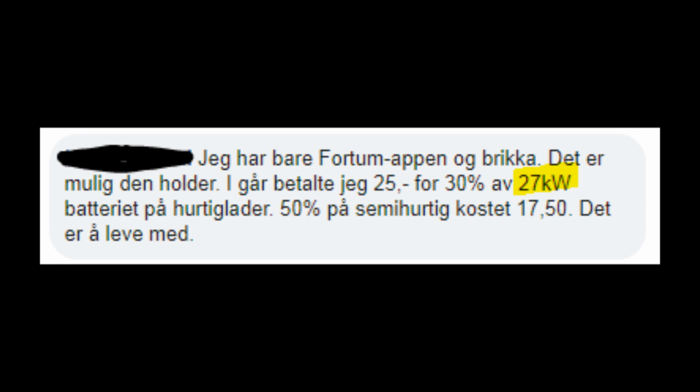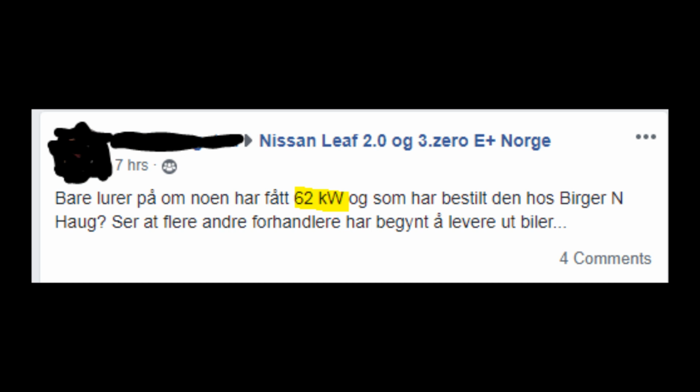Okay, next case, we're talking about Fortum, and again, I think this was also a Grønn Talk discussion. So paid 25 NOK for 30% of 27 kilowatt. No, it's 27 kilowatt hours, because when you pay, most places, you pay for energy you spend at this charger, not the power, but it depends again. Well, next case, again, same 62 kilowatt, very common here, should be kilowatt hours, yes.